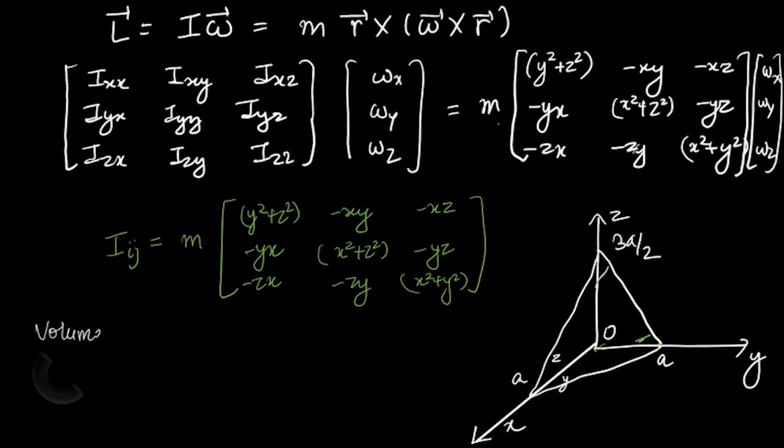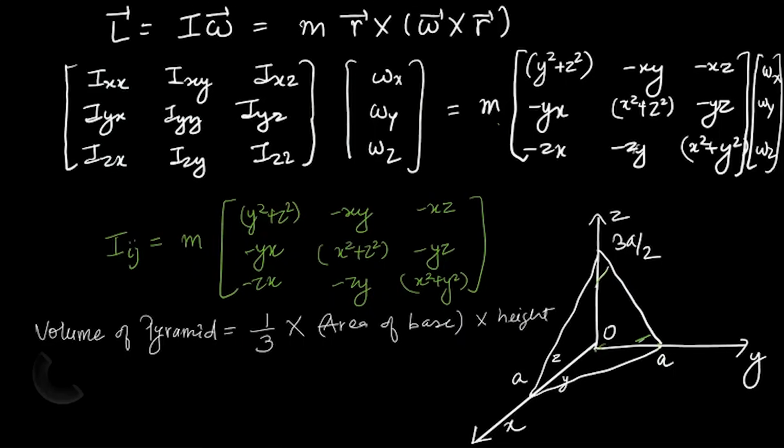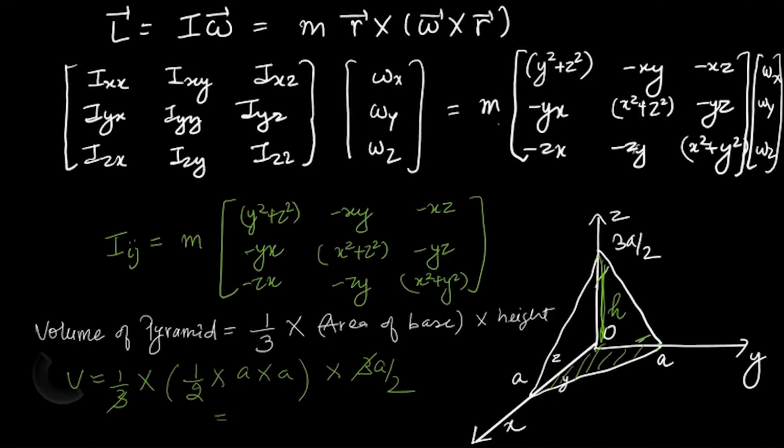Now let's find the volume of this pyramid. The general formula for the volume of a pyramid is 1/3 times area of base times height. So this is our whole expression. If we take this base in the xy plane with height h, we know the base is a triangle, so we can use the area of a triangle, half base times height. This is half a into a, and the height is 3a by 2. So we can cancel the 3 and we get 1/4 a cube.